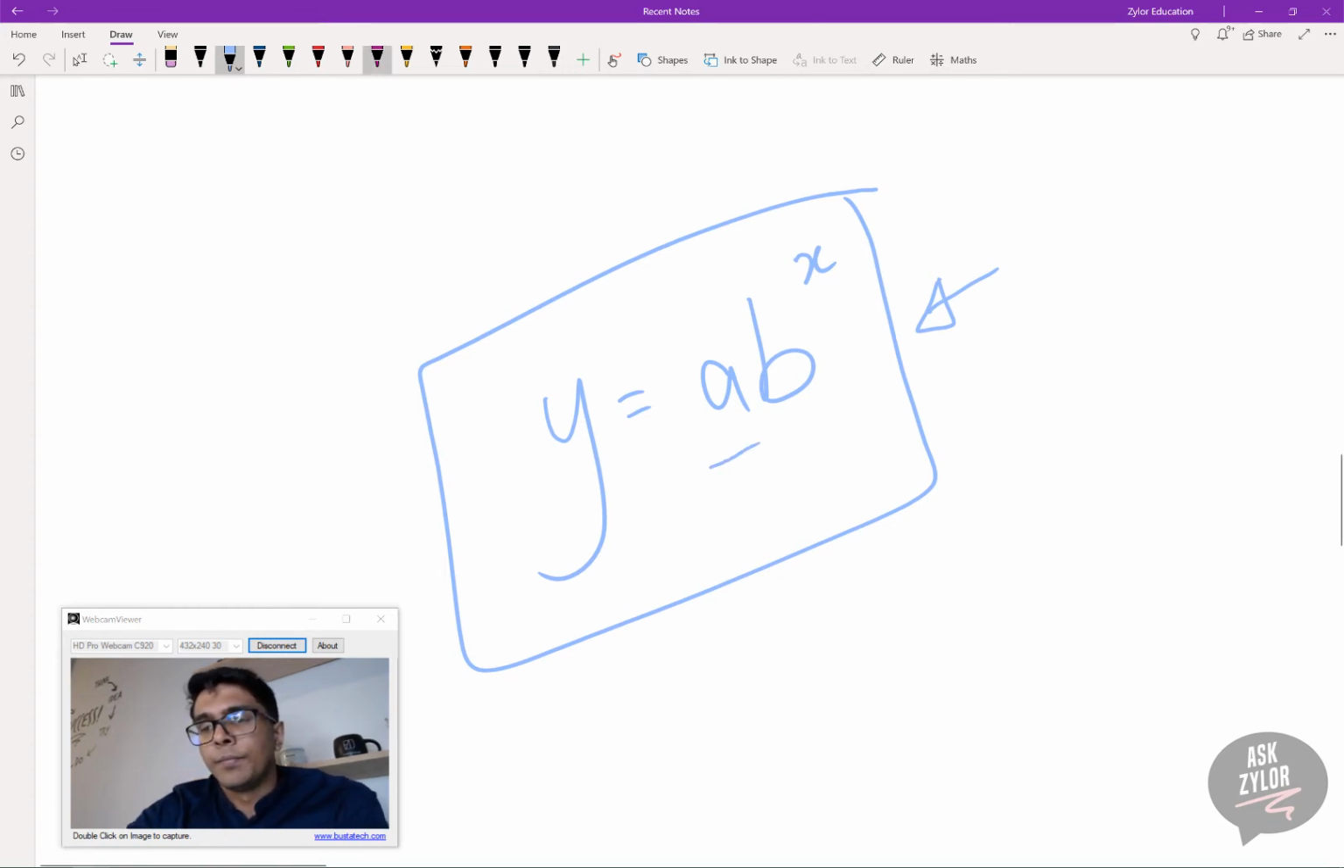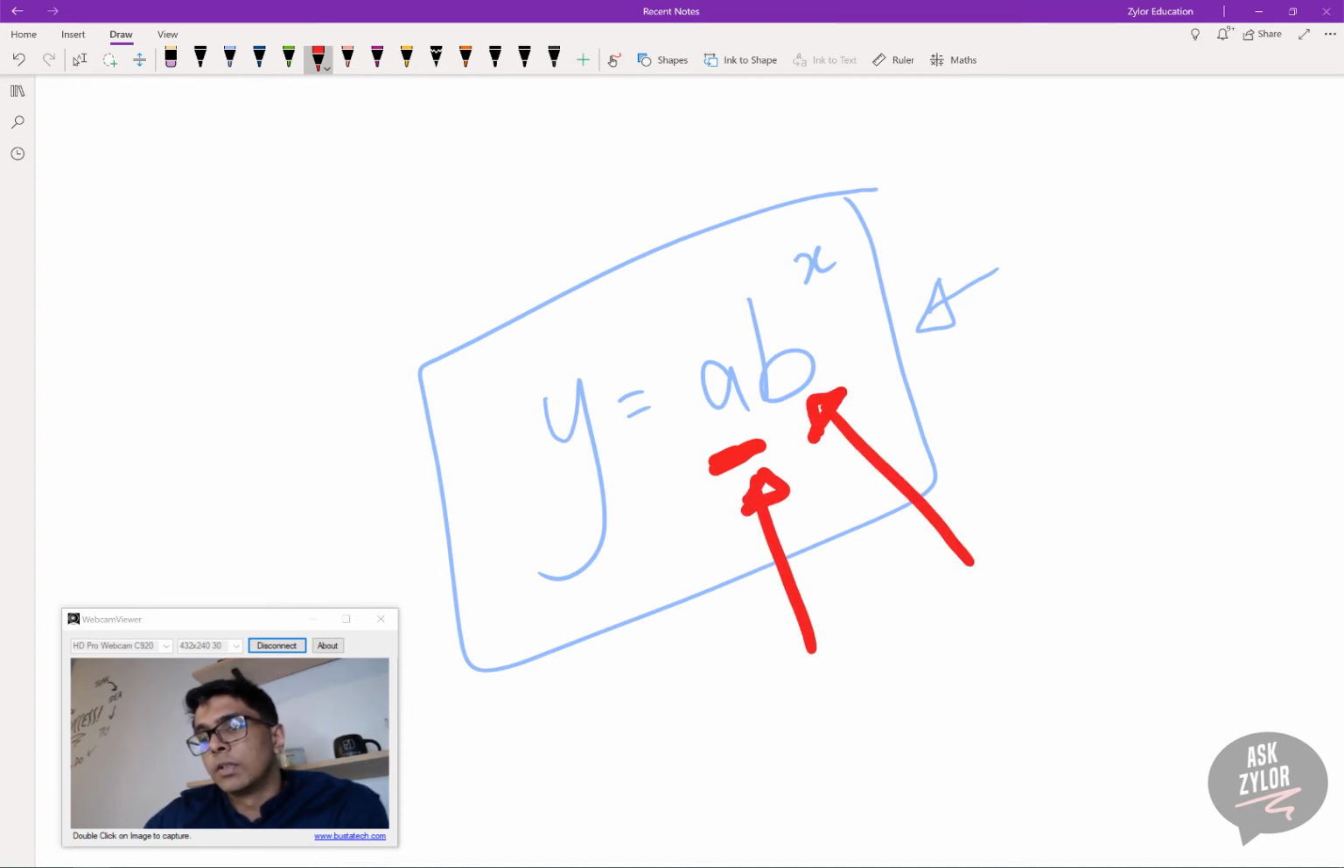So a is typically your starting amount, your initial amount. And b is your rate of change, so it could be an increase or decrease, a growth or decay. And then your x is how many times it's increasing. So if it's a yearly increase, then x will tell you how many years it's been.